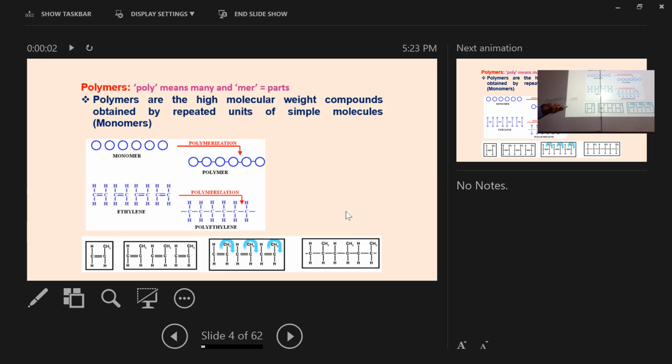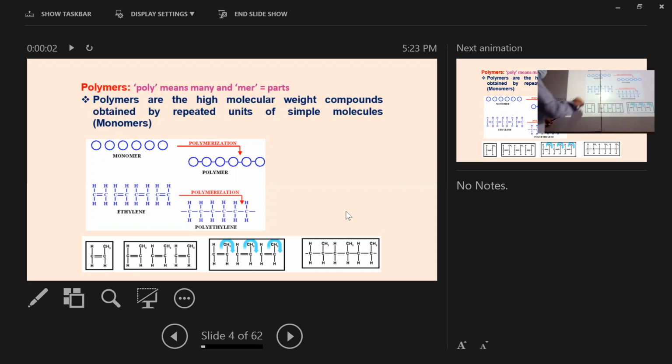So we can have different types of monomers. Here you can see ethylene, C2H4. So this is one unit, this is another unit, this is another unit, this is another unit. So here we are having 4 units of ethylene. And when it is combining to form a polymer, you have double bonds. Here carbon-carbon double bond, carbon-carbon double bond.